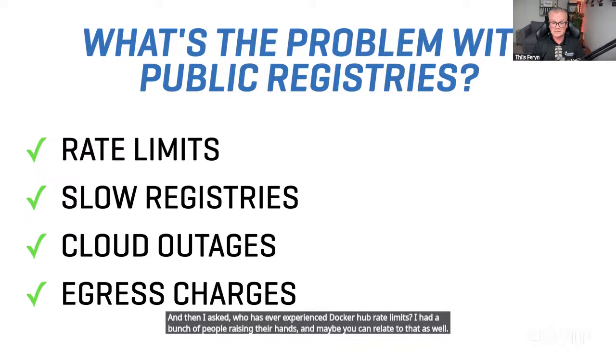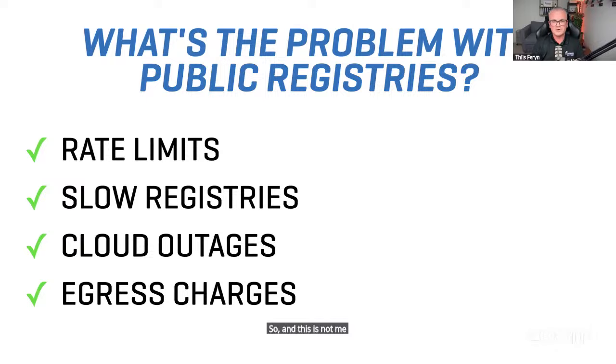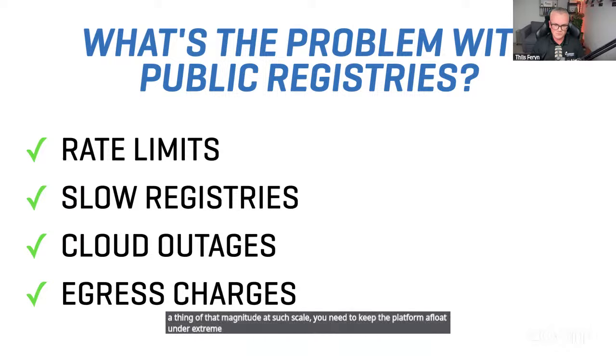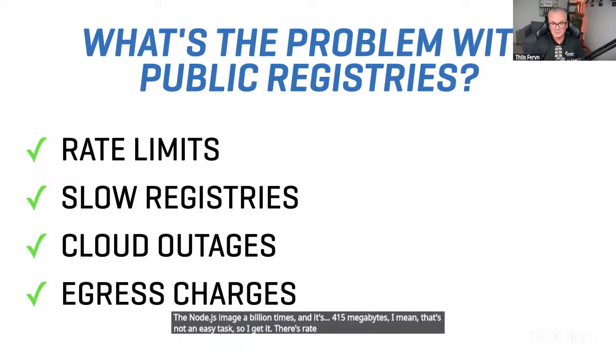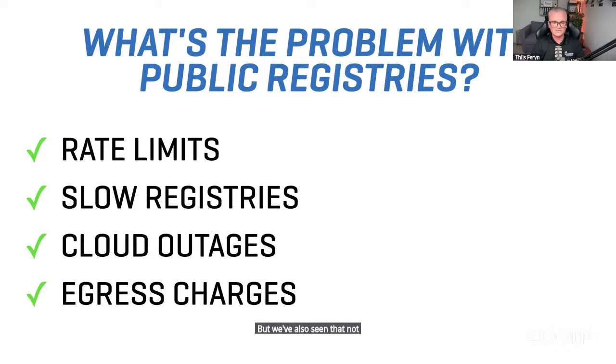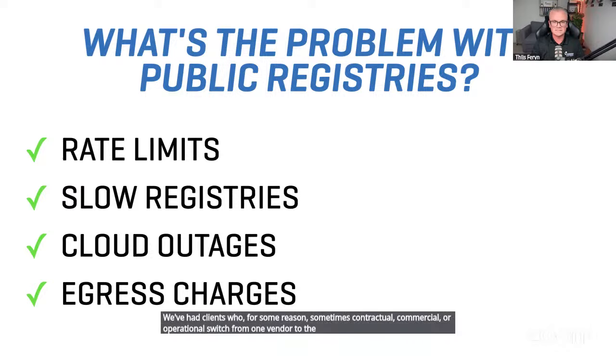So this is not me criticizing that platform, because if you offer a thing of that magnitude at such scale, you need to keep the platform afloat under extreme pressure. And that's where rate limits come in. If you download the Node.js image 1 billion times and it's 415 megabytes, I mean, that's not an easy task. So I get it. There's rate limits. But we've also seen that not all artifact registries are created equal. We've had clients who, for some reason, sometimes contractual, commercial, or operational, switched from one vendor to the other, and they noticed it was significantly slower. So for them, caching makes a lot of sense.